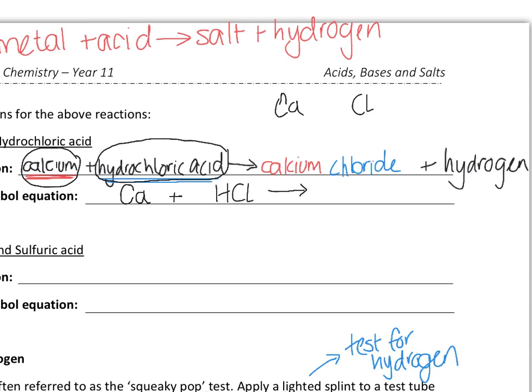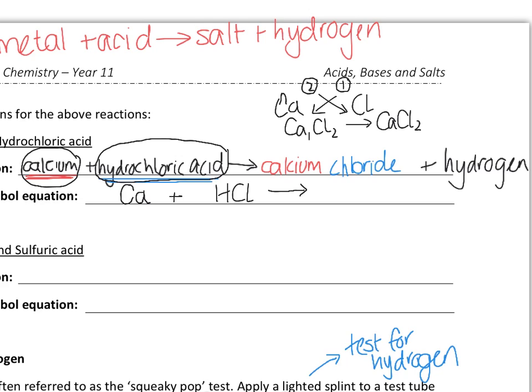Calcium is in group 2, and so its valency is 2. Chlorine is in group 7, and so its valency is 1. So when I swap and drop those, I get Ca1, Cl2. And then remember, I can ignore my 1s, and so my formula for calcium chloride is CaCl2.